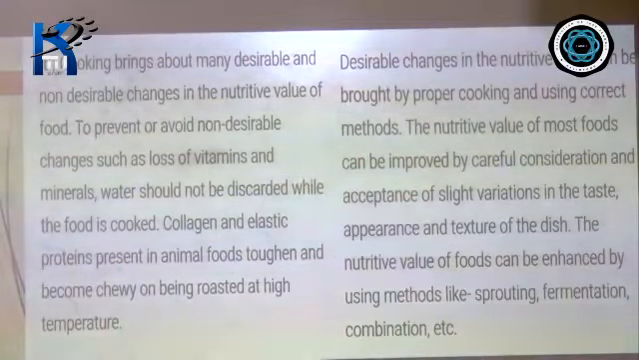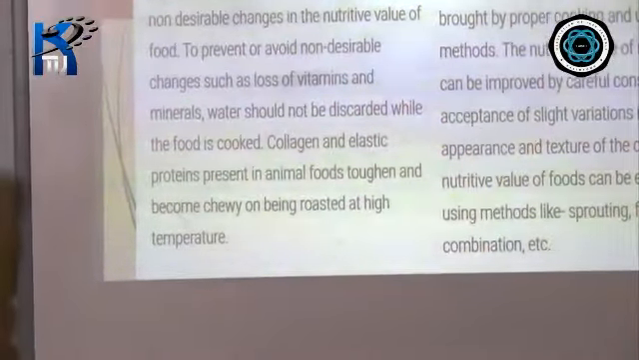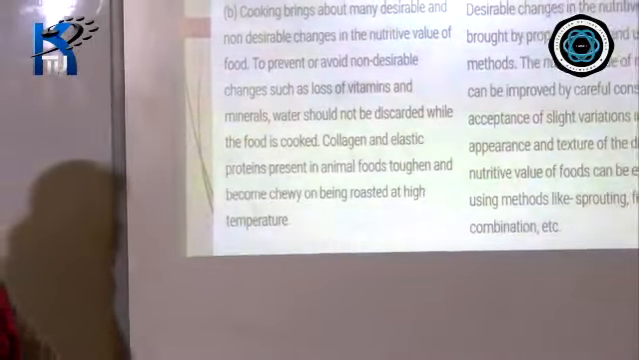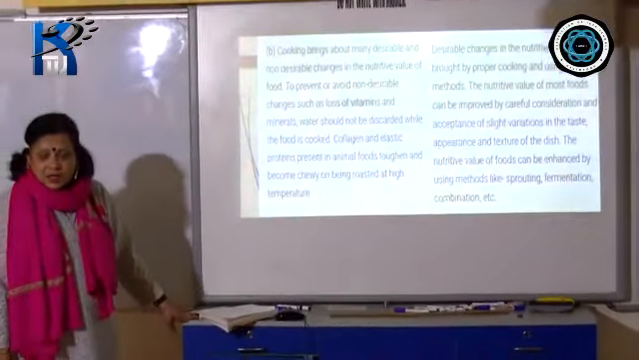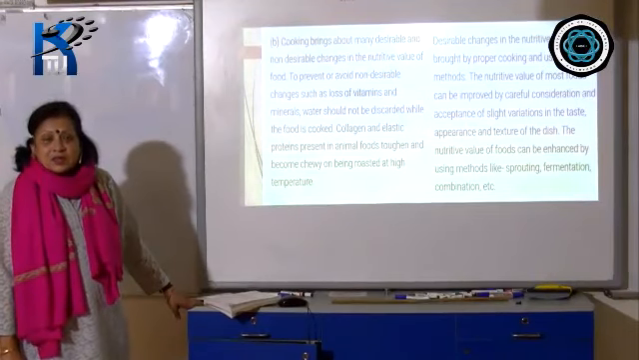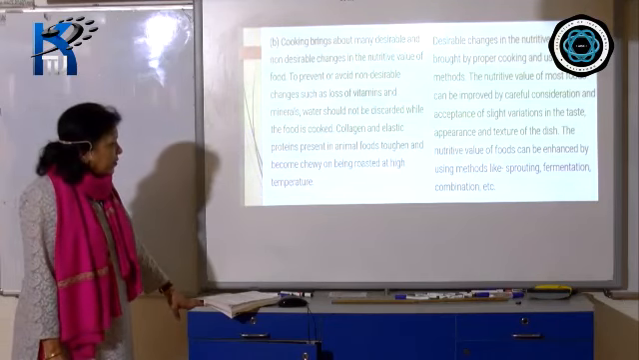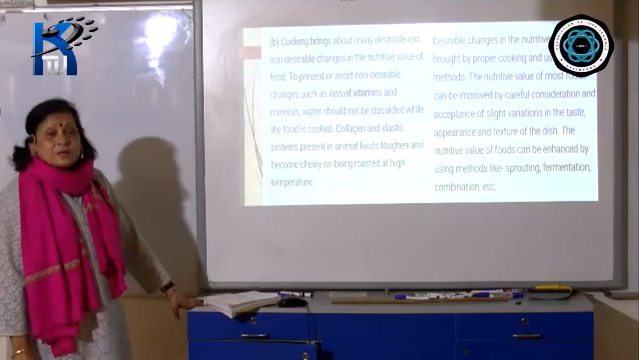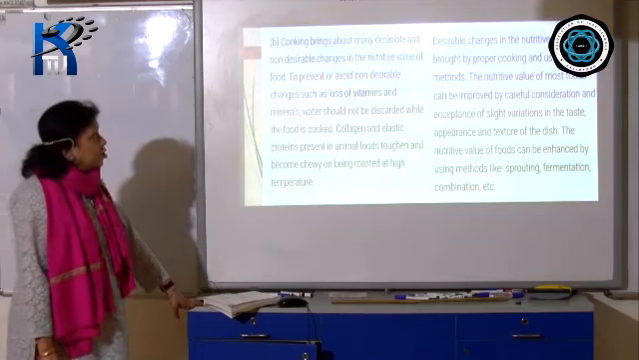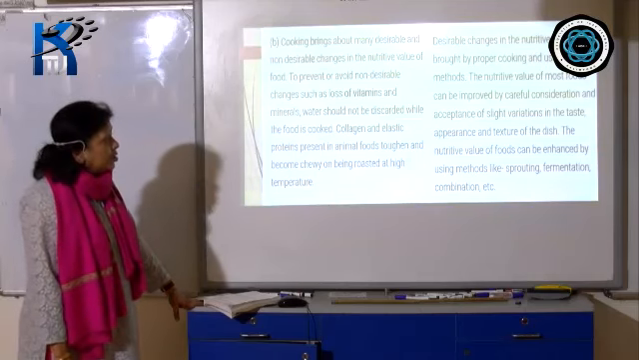At the same time, we find that during the process of cooking, many vitamins, minerals, water is lost. Hence, for this matter, the water should not be discarded in which food has been cooked. Rather, we can use it and add it in curries, or it can be used for kneading dough, for making rotis, chapatis, etc. Then the collagen and elastic protein present in animal food also becomes tough many a times during the process of cooking at high temperature and makes it difficult to digest.